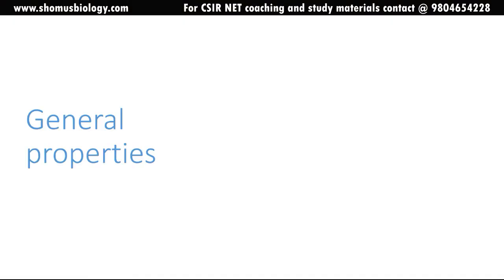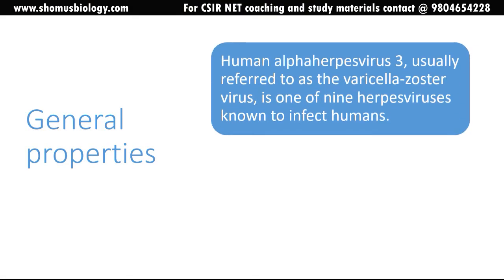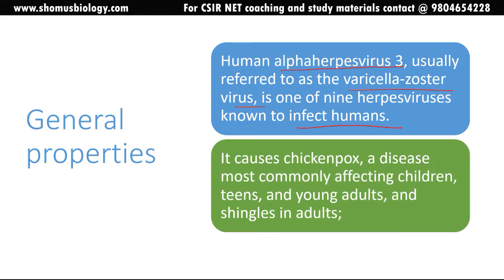So the general properties of varicella-zoster virus go like this. Human alpha herpesvirus 3, usually referred to as the varicella-zoster virus, is one of the 9 herpesviruses known to infect humans. There are different types of herpesvirus. We have discussed some more in this whole series, and this is alpha herpesvirus number 3, termed varicella-zoster virus. It causes chickenpox in humans, a disease most commonly affecting children, teens and young adults, and it can cause chickenpox in adults as well, but very rarely, and shingles in adults rarely.